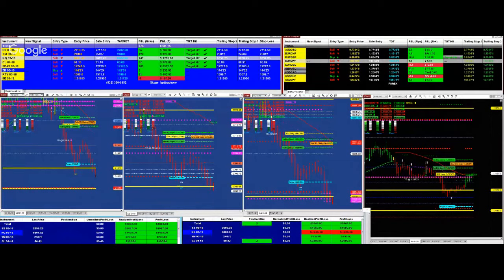As you see right now, the ES has hit the target. The YM has the target. We are up to 769 ticks from the last signal. You can see that from the market analyzer on the top.